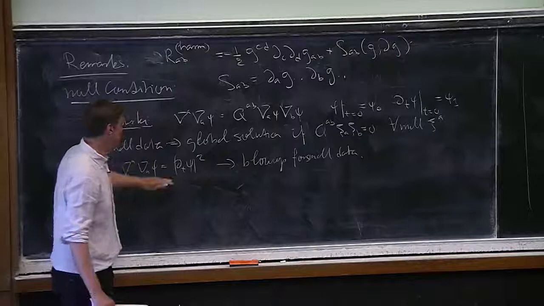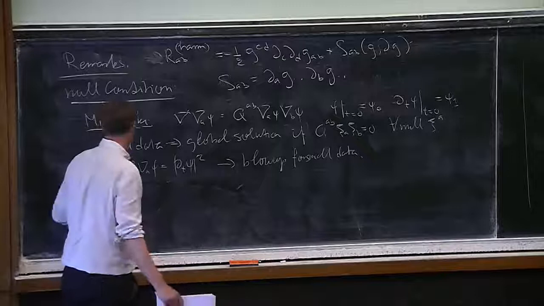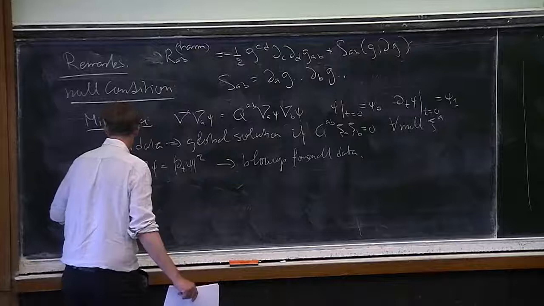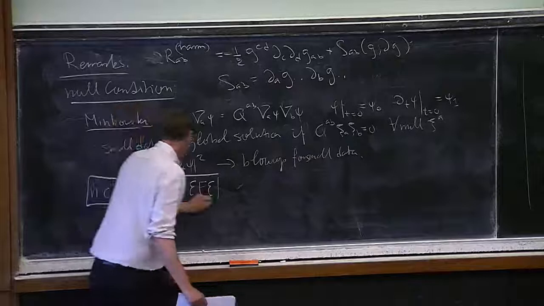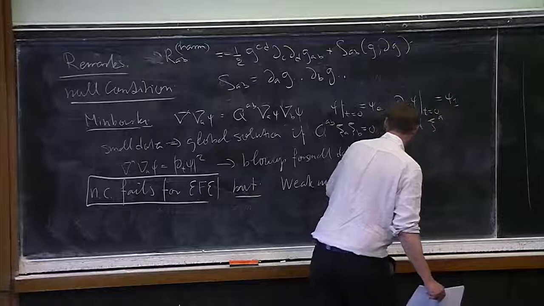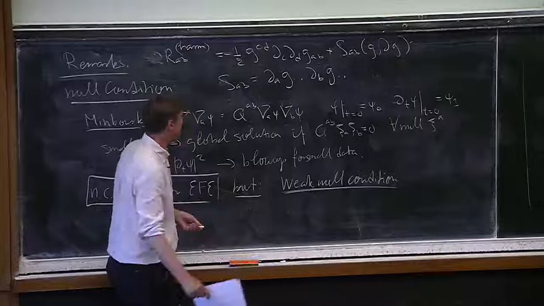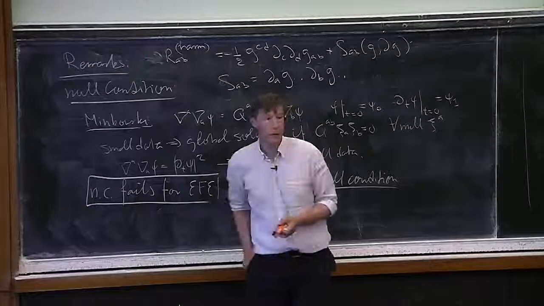And in fact, it seems as though the Einstein equation fails to have the null condition, and this is in fact true. So the null condition fails for the Einstein field equation. This is just a fact of life, but there is a weak null condition which does hold: if you work in harmonic coordinates and you split the metric according to a null tetrad, then the weak null condition holds.